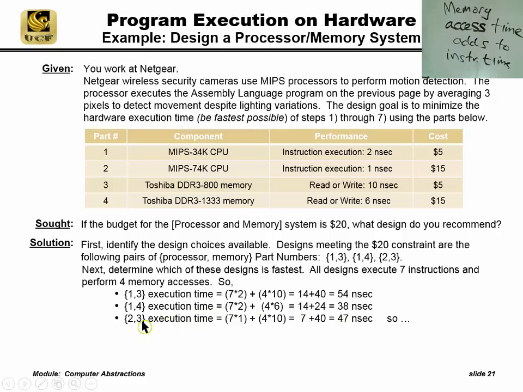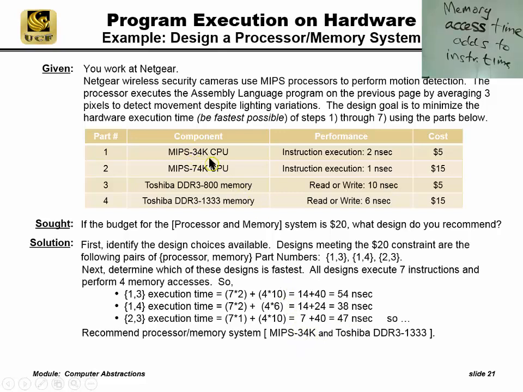If we have the case where we have the fast processor and the slow memory, you can't have fast processor, fast memory, as that exceeds your budget. Can't do it. But if you have the fast processor, slow memory, it took 7 nanoseconds to execute each instruction in total over the whole program, and you had 4 memory operations that took 47. So what do we conclude? We conclude we're going to recommend this MIPS 34K model.